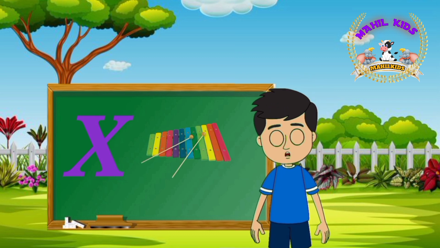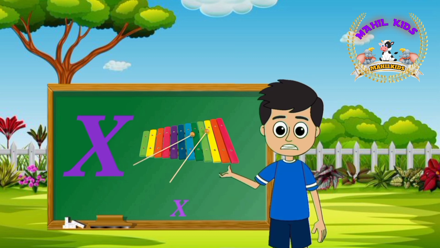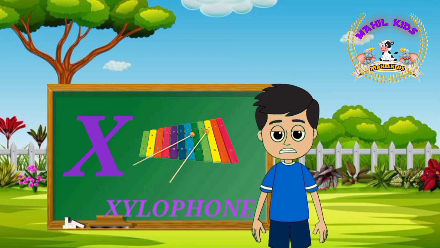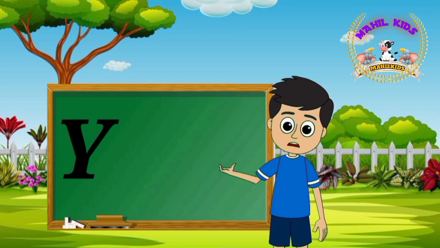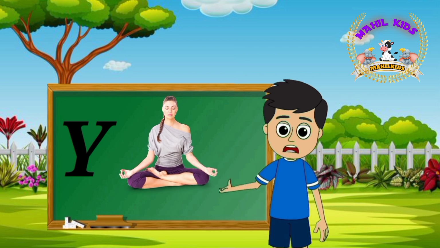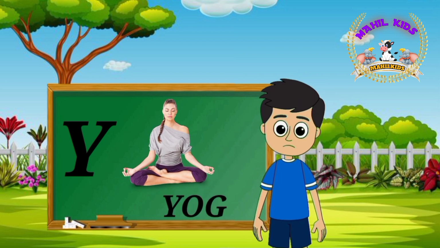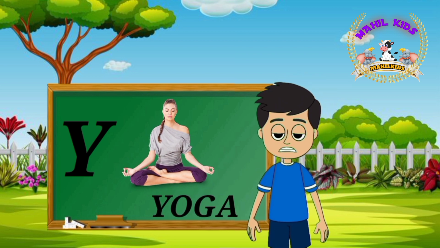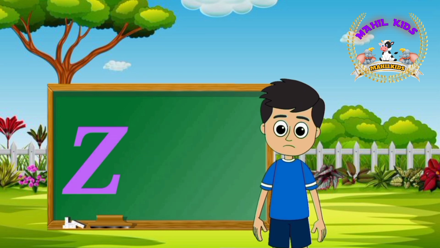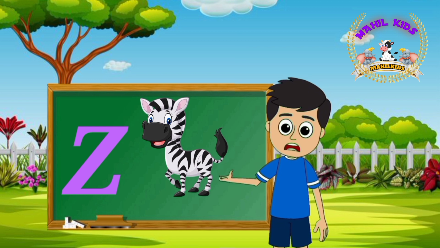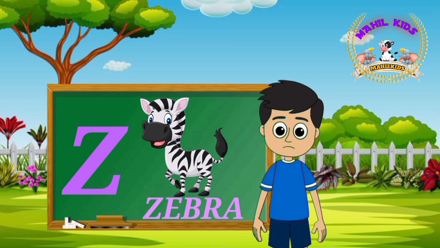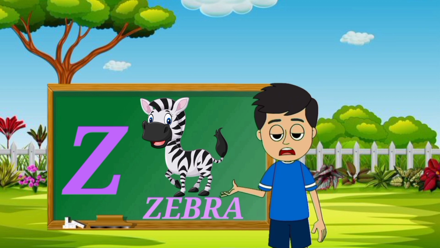X for xylophone. X Y L O P H O N E xylophone. Y for yoga. Y O G A yoga. Z for zebra. Z E B R A zebra.